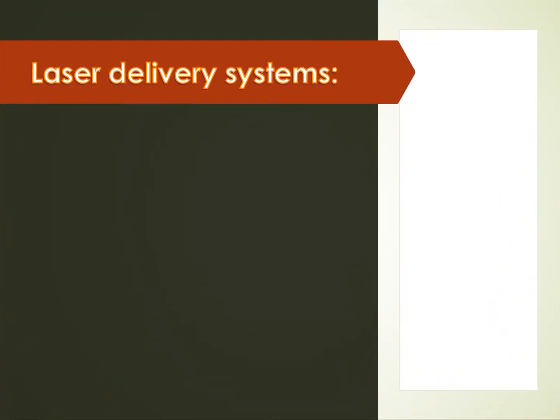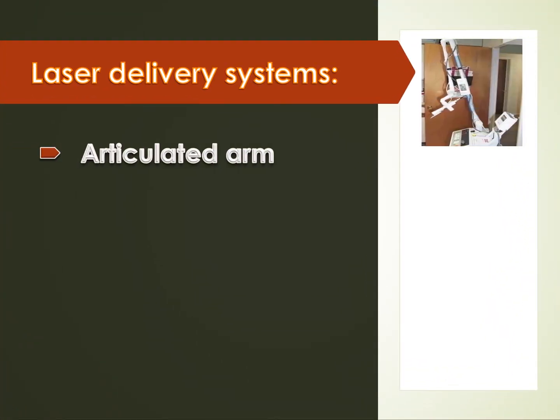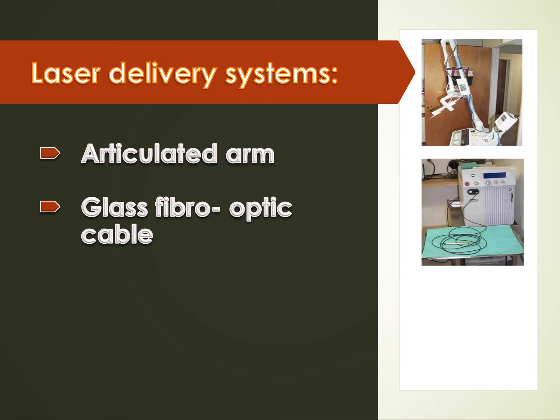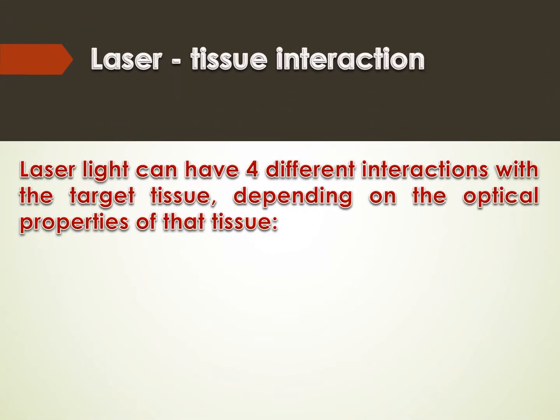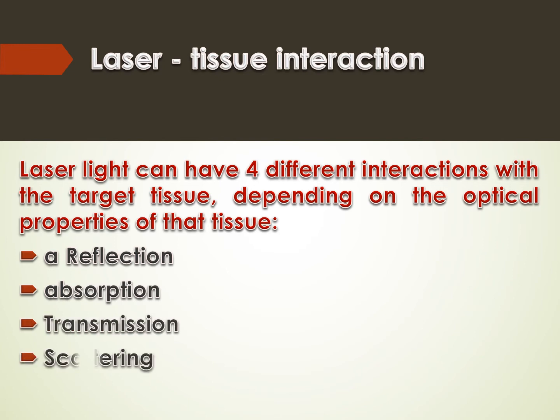Laser delivery systems: articulated arm, glass fiber optic cable, hollow waveguide or tube. Laser tissue interaction: the laser light can have four different interactions with the target tissue, depending on the optical properties of that tissue: reflection, absorption, transmission, and scattering.